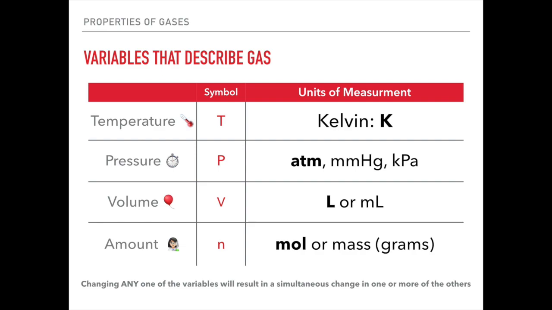Amount symbol is variable n. It actually represents any time we use a mole. We know how to convert between moles and masses, so again, it is easy to convert through.